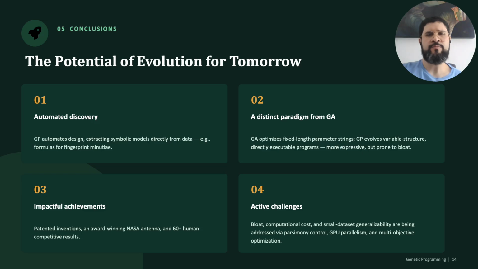To wrap up, genetic programming automates discovery. It extracts symbolic models straight from data. As we saw with the fingerprint formulas, it is a fundamentally different paradigm from genetic algorithms, trading a bounded, simpler space for the ability to evolve fully executable programs. It has delivered real, patentable, human-competitive results. And while it still faces open challenges, bloat, computational cost, generalization from small datasets, active research keeps pushing those boundaries with tools like parsimony control, GPU parallelism, and multi-objective optimization.